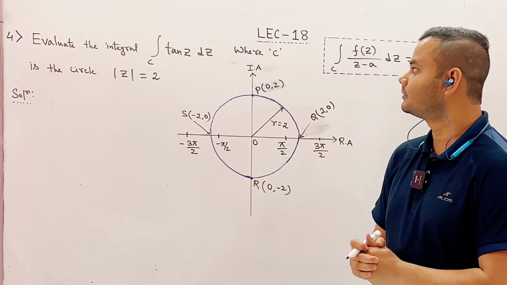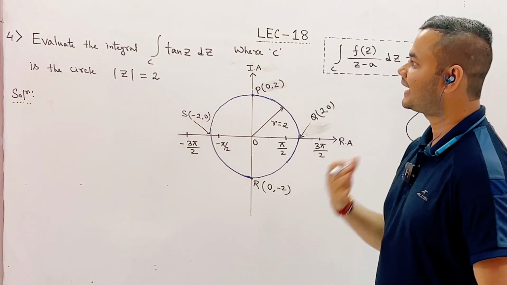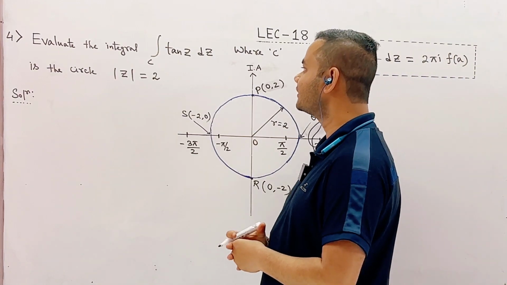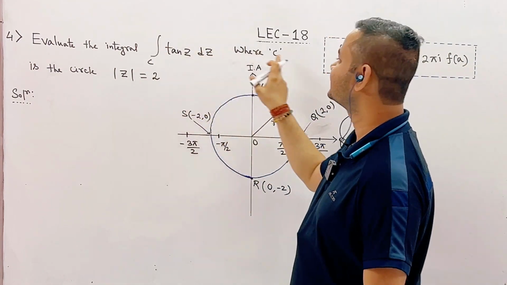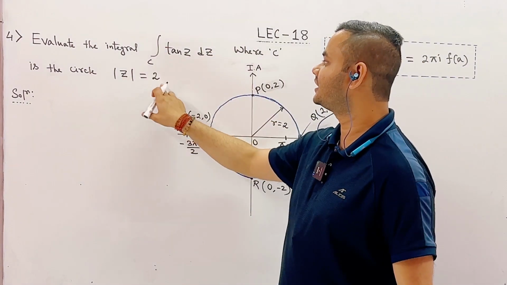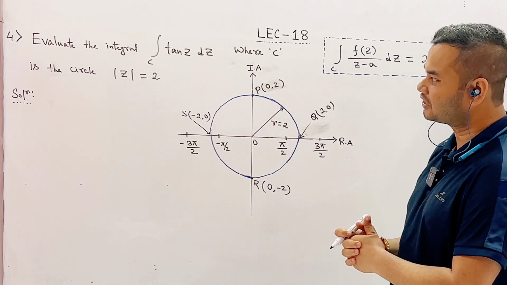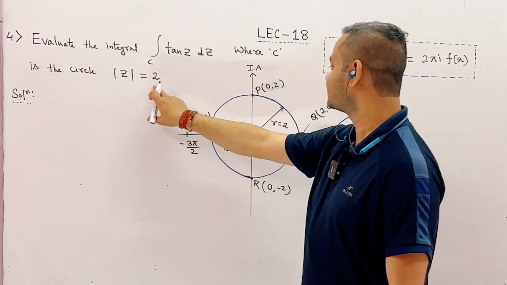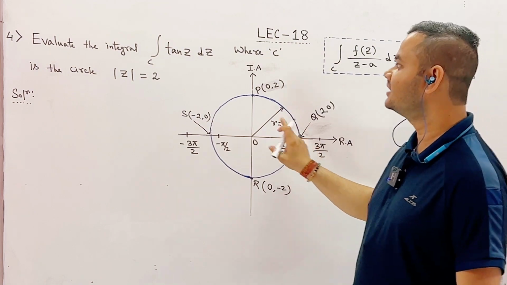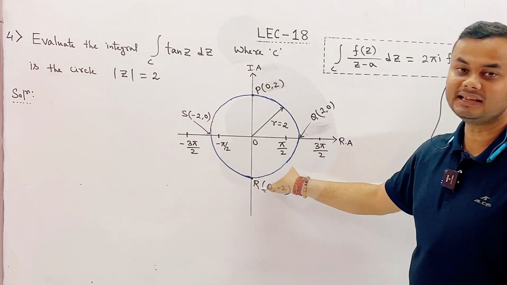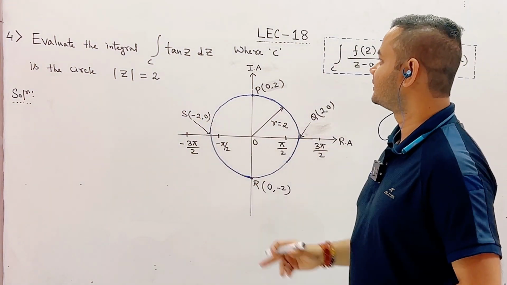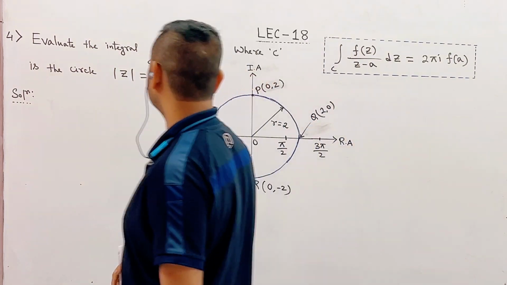Now, let us solve problem number 4. According to this problem, we have to evaluate this integral where C is the circle modulus of z equal to 2. So the radius of the circle is 2 and the center is located at the origin. Now, let us evaluate this integral.